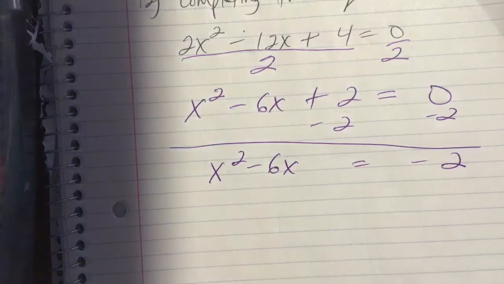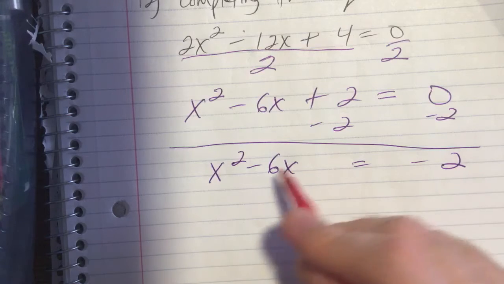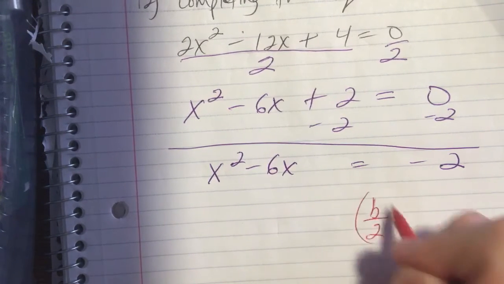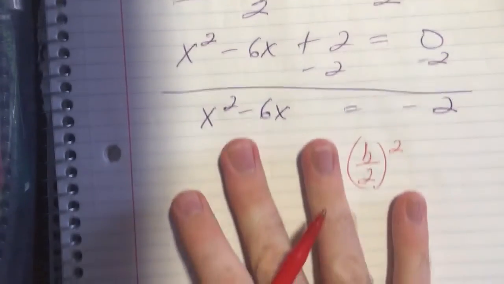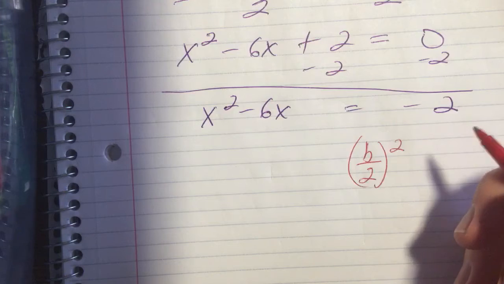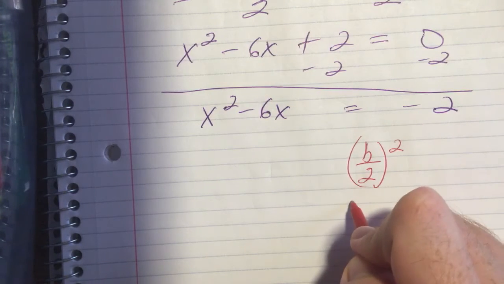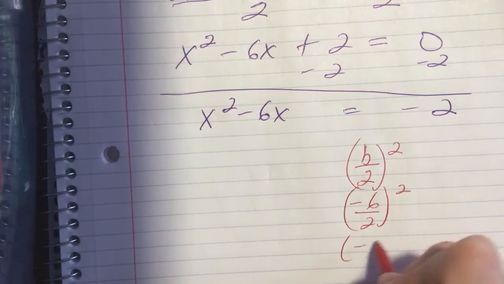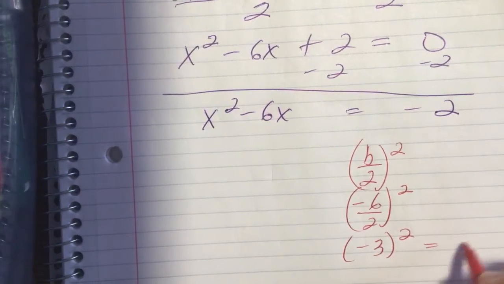And then we're going to have to add a special number to each side of this equation, and that's going to be found by taking the b value, dividing it by 2, and squaring it. The b value would be negative 6. It's the coefficient of the x term, the x of the first power term. We're going to take that b value and divide by 2 and then square it. This is going to be negative 3 squared, which is a 9.